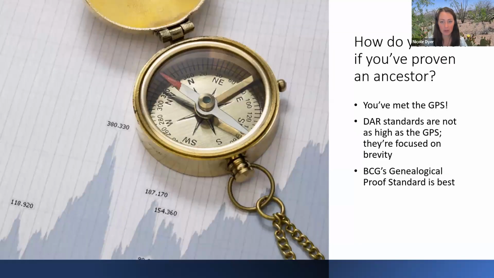So to wrap this up, how do you know if you've proven an ancestor? Well, if you compare your work against the GPS and you've done all of those parts of the genealogical proof standard, and the DNA standard, the DAR standards are not as high as the GPS. The DAR is focused on brevity, whereas BCG's genealogical proof standard is focused on getting you to the best possible conclusion that's undergone all these different rigorous tests to make sure that you thought of researching all the different sources, that you've analyzed it correctly, you've resolved conflicts, and you've written up your conclusion with citations. So I recommend that to know if you've proven your ancestor.